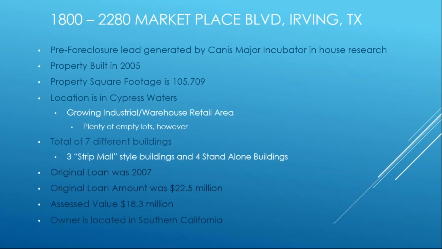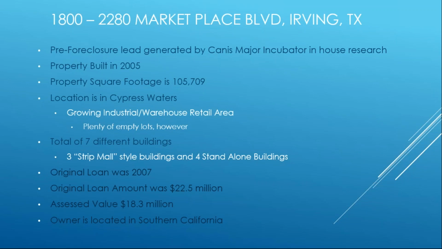Today we're going to talk about a strip mall shopping center type area up in Irving. It's a pre-foreclosure lead that was generated by the Canis Major Incubator in-house research. The property was built in 2005. Property square footage is about 106,000 square feet. It's located in an area called Cypress Waters, which is a growing industrial/warehouse retail area.